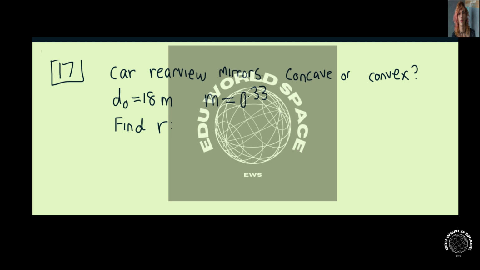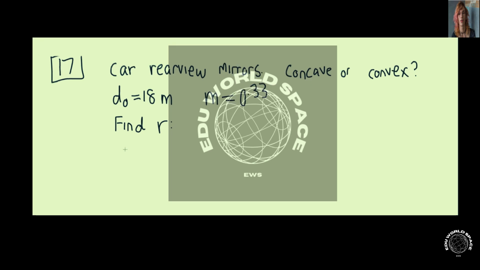Okay, in this problem, we're taking a look at car rearview mirrors. The first thing we need to ask is qualitative. We need to answer the question: if it's the case that objects appear to be smaller in a car's rearview mirrors, is that mirror concave or convex? Of course, it's going to have to be convex, because only convex mirrors can produce images that are upright and smaller. So we can do that qualitatively just by knowing what the differences are between concave and convex mirrors. So the very first answer is simply convex.